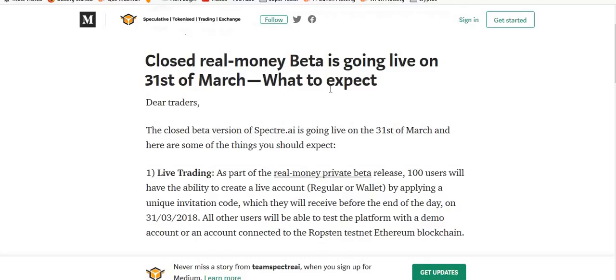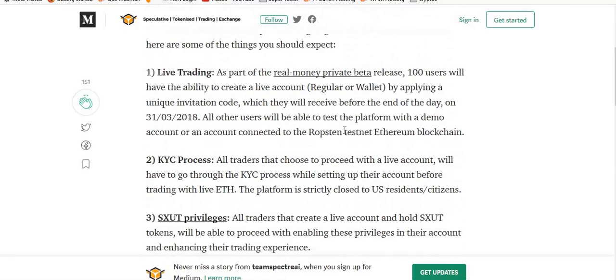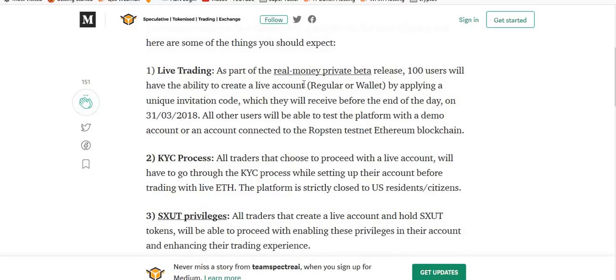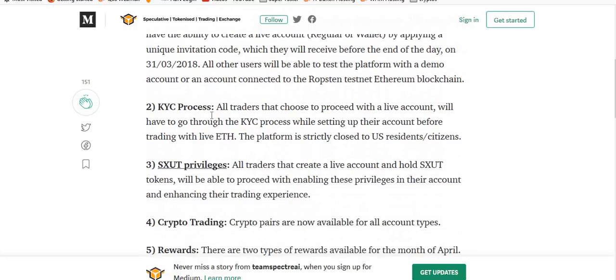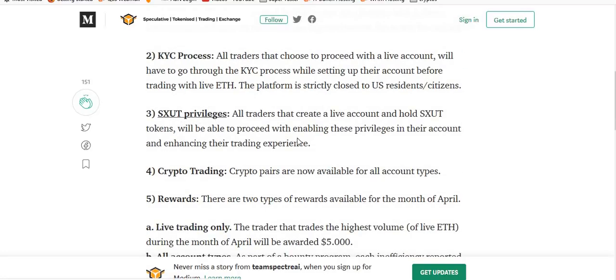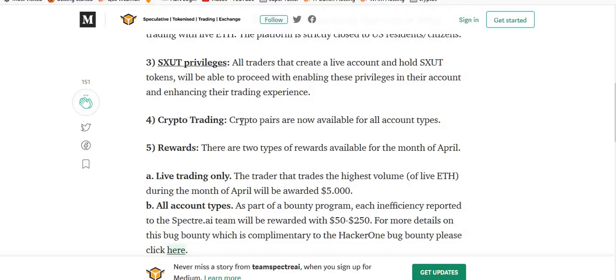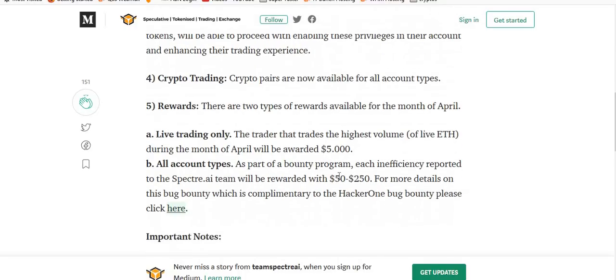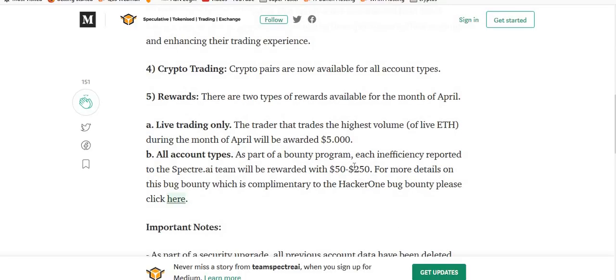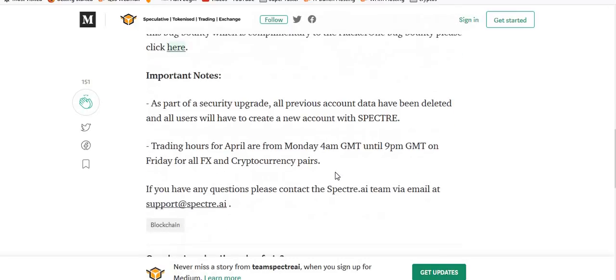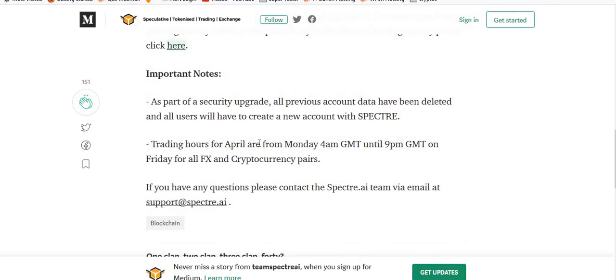Now, if we have a look at what they say in the Medium article, you can see that the closed real money beta is now live. They have live trading, and 100 users will have the ability to create the live account, which they've already talked about. There is going to be a KYC process, and there are the privileges from the SXUT tokens. They are also trading crypto pairs now, so it's not just currencies. You can also trade cryptos in there. They're giving away some rewards for people who are part of the 100 doing the test, but it's kind of a moot point for none of us who are involved. And there are specific trading hours in April: Monday 4 a.m. GMT until 9 p.m. GMT on Friday for all FX and cryptocurrency pairs.